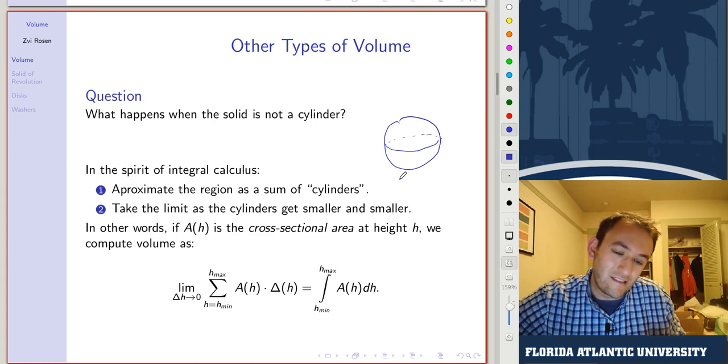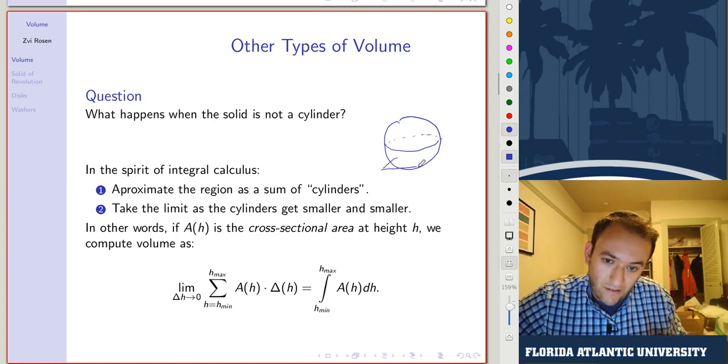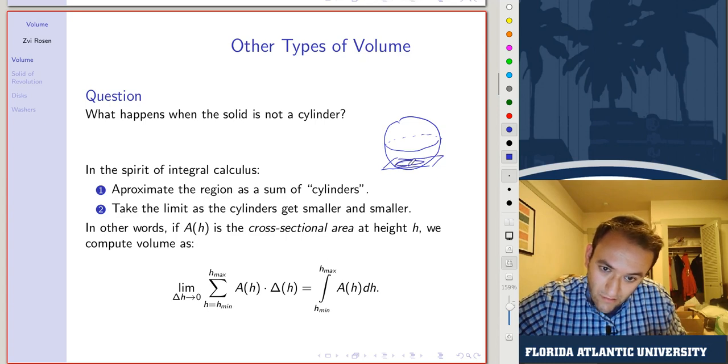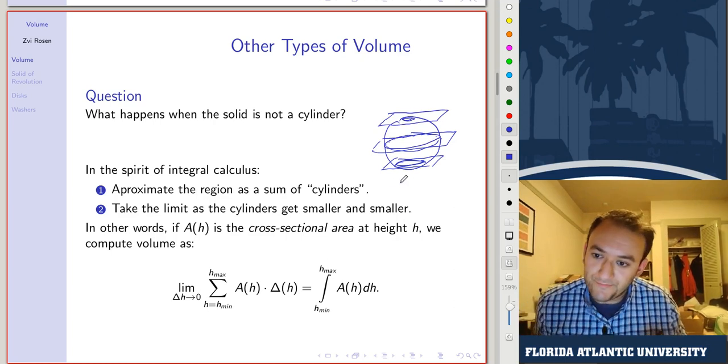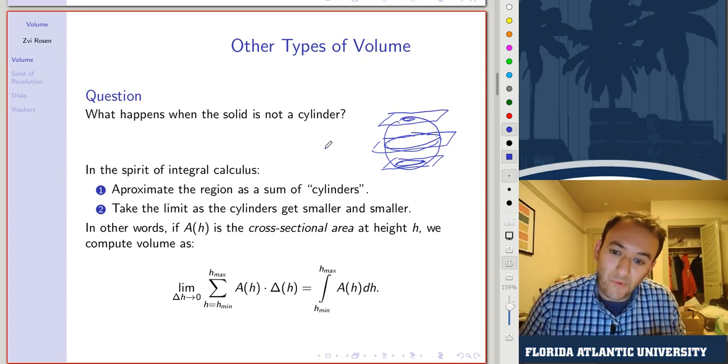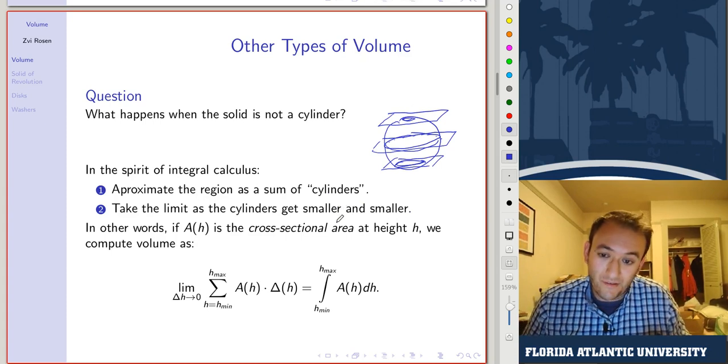Okay, this doesn't stay constant when you take cross sections, right? If I look at a cross section over here, I get kind of a small circle. Should probably touch the edge. But if I take the cross section up here, it's a much bigger circle. Okay, and if I take the cross section up here, it's a teeny tiny circle. So this is not a cylinder by any stretch. But our idea, in the spirit of integral calculus, is we're going to approximate the region as a sum of cylinders. Then we take the limit as the cylinders get smaller and smaller.